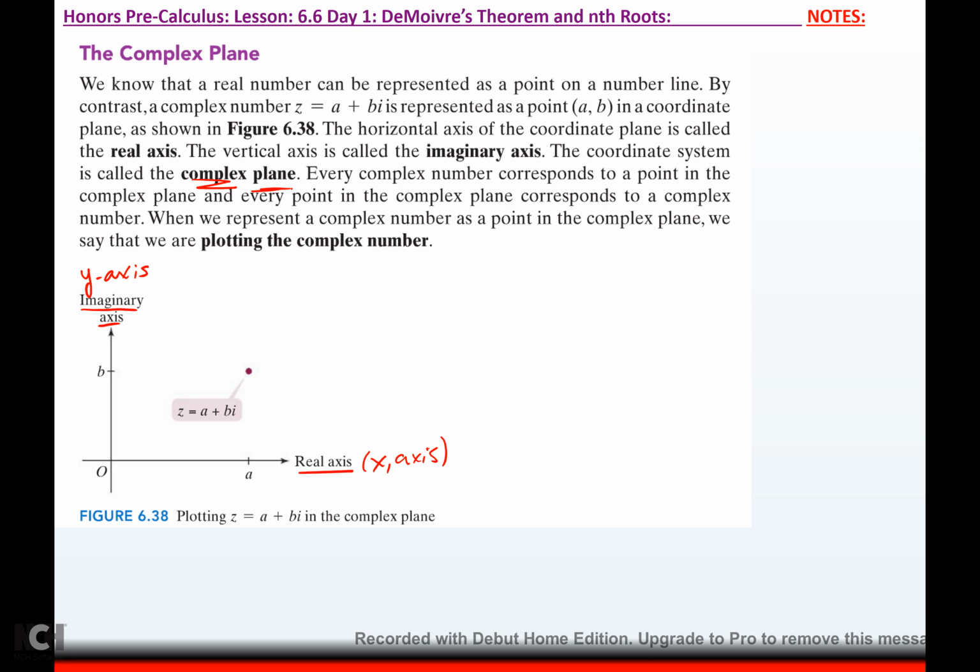And all you do is, if I gave you z equals 3 plus 2i, this means your x-coordinate is 3, and this means your y-coordinate, I'll put those in quotes. Your real coordinate would be 3 this way, and your imaginary would be 2 up. That would be the plot of 3 plus 2i.